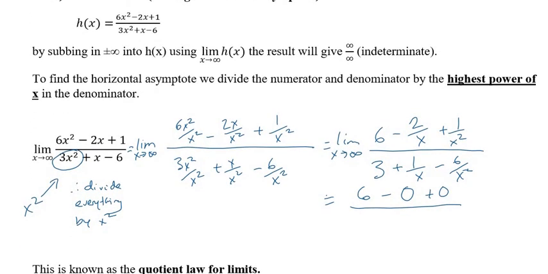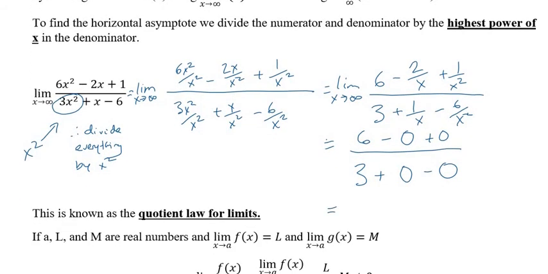Then on the bottom, the 3, we can't do anything with that. That just stays as a 3. Then we have 1 over x. If we got a very large number close to infinity, that would be 0. And then the 6 over x squared would also be 0. So in this case, we're left with 6 over 3, or 2.